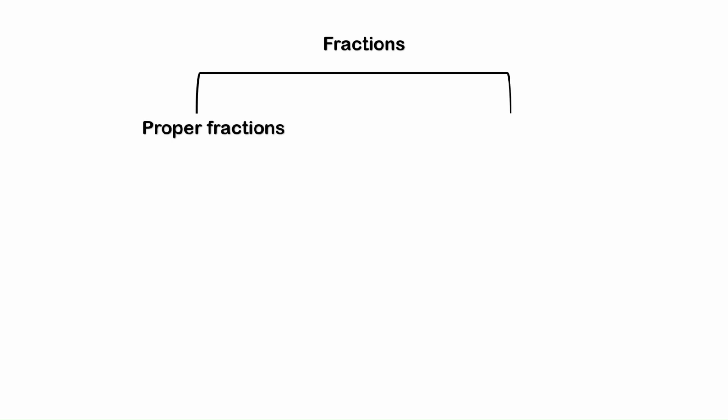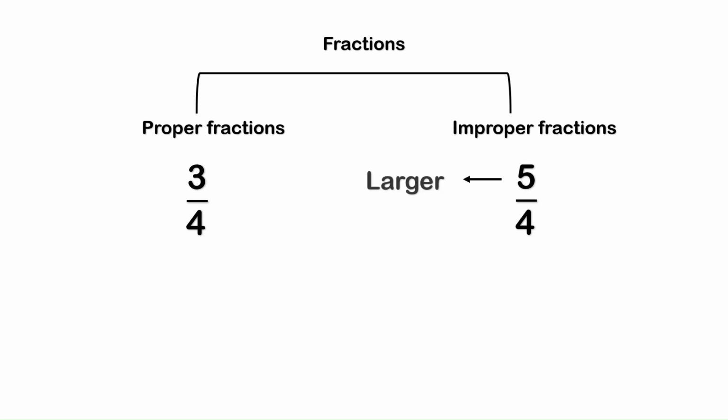In the previous lesson, we learned that there are two types of fractions. Proper fractions, for example 3 upon 4, where the numerator is always smaller than the denominator, which means that the fraction is always less than 1. And improper fractions, for example 5 upon 4, where the numerator is always larger than the denominator, which means that the fraction is always greater than 1.